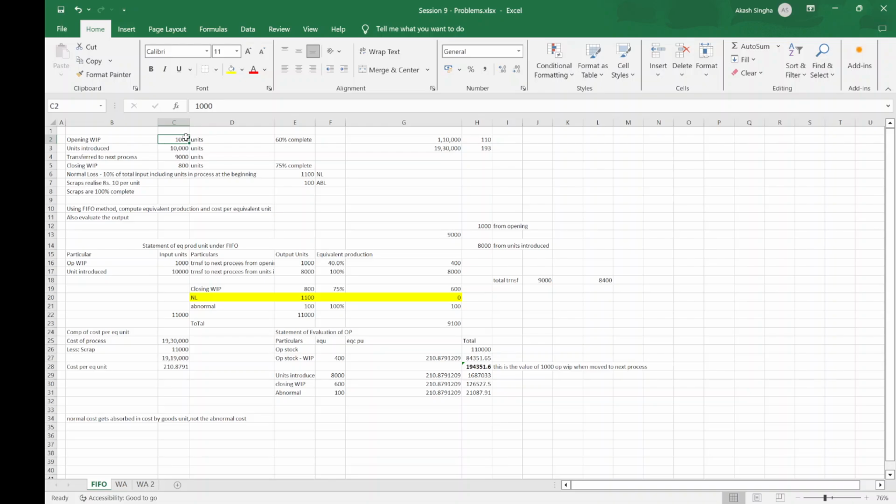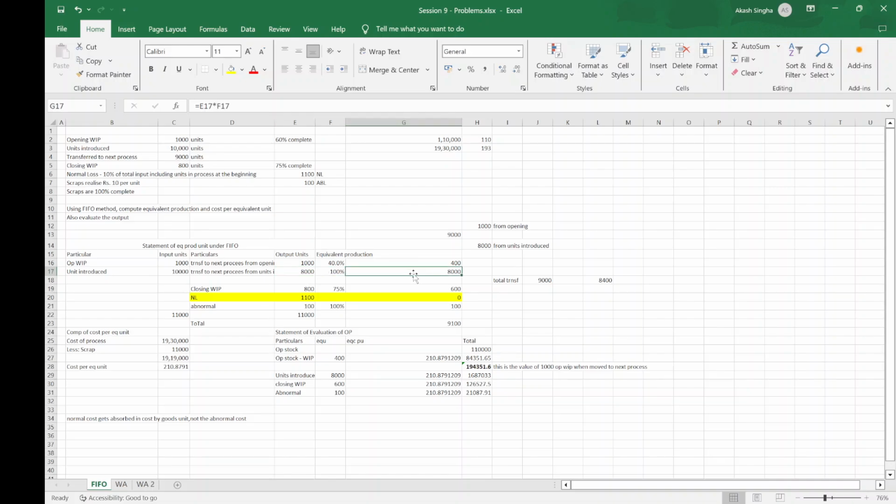So these 1,000 were first processed, right? Then the newly introduced ones. Those 1,000 were 60% completed. We had to calculate the remaining 40% of it, right? So units were 1,000 and 40% was needed, so around 400 equivalent production we had to do. Also the next 8,000 was from the 10,000, right? And for 8,000 we had to do 100% of the process. So 8,000 into 100% is 8,000 equivalent units.